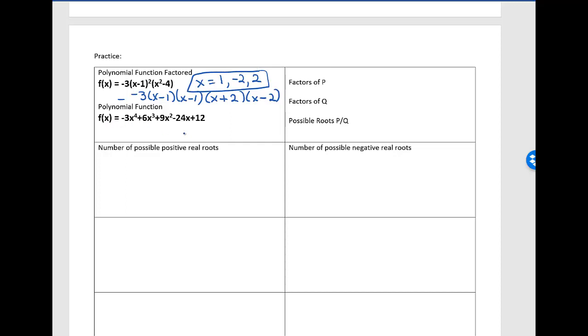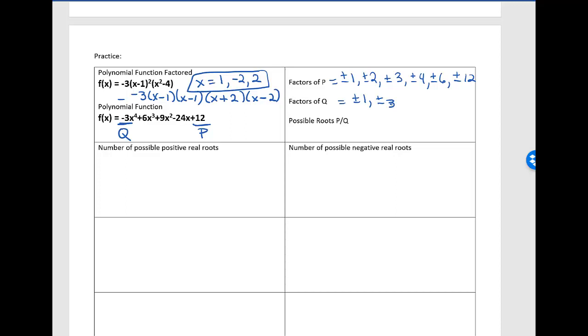So the polynomial below is the exact same polynomial, but all multiplied together. So first, let's look at our p's and q's. Remember, your p is your 12 and your q is your negative 3. And so the factors of p would be, so anything that multiplies to give us 12, plus or minus 1, plus or minus 2, plus or minus 3, plus or minus 4, plus or minus 6, and plus or minus 12. And I really do encourage you to hit pause at many points in this and try to do this yourself as you're able. And the factors of q, which is negative 3, would be plus or minus 1 and plus or minus 3.